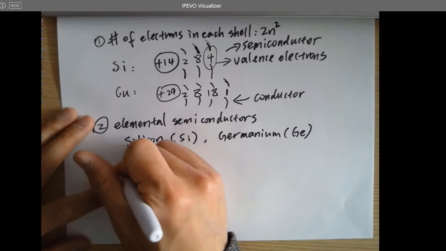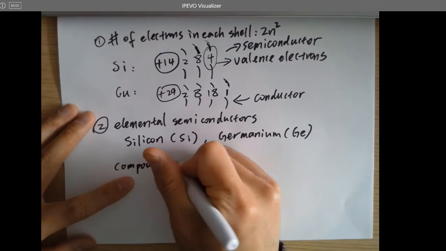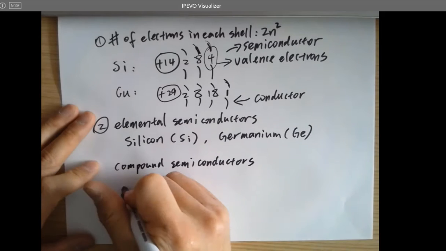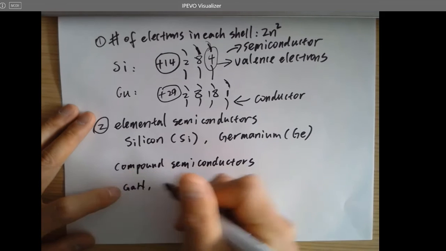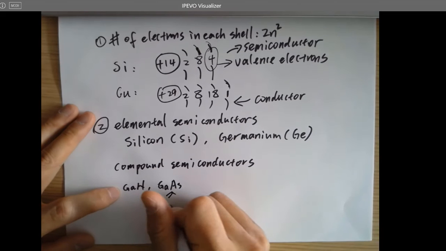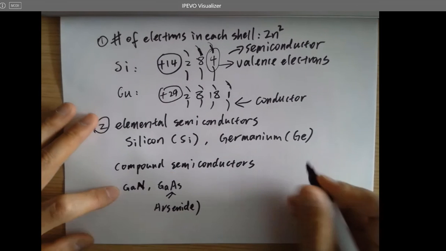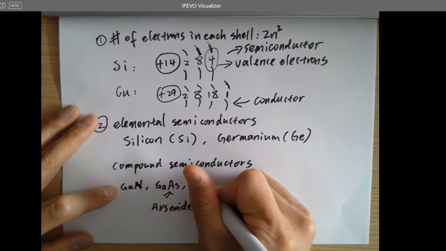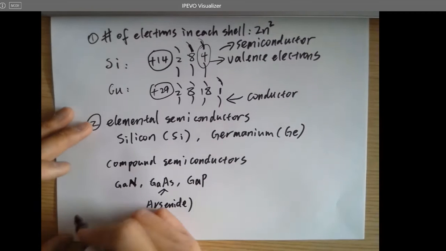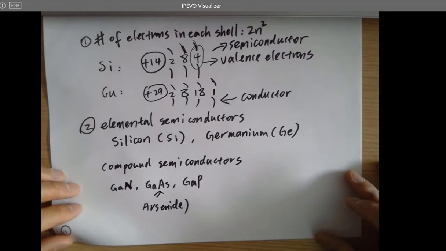Another type is called compound semiconductors. For example, gallium nitride, gallium arsenide, so AS is arsenide, or gallium phosphorus. All these materials are compound semiconductors, compared to the elemental semiconductors, right?